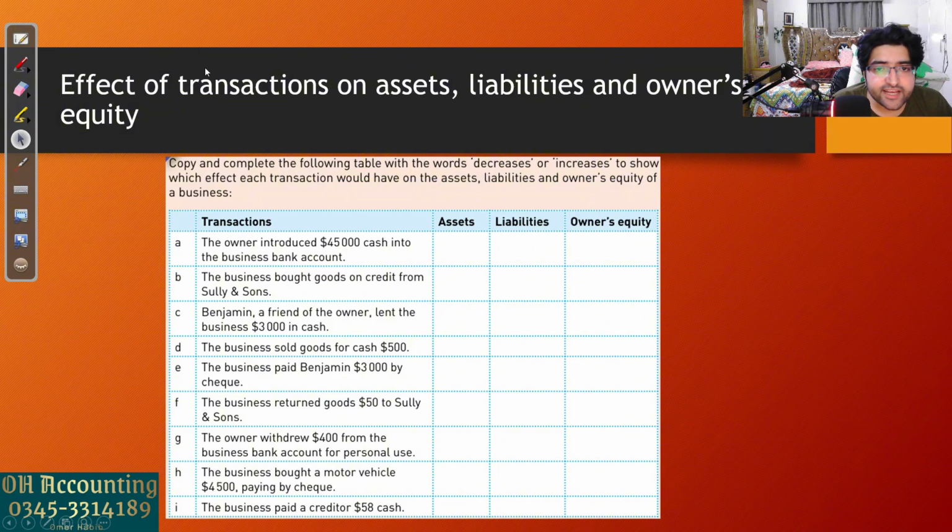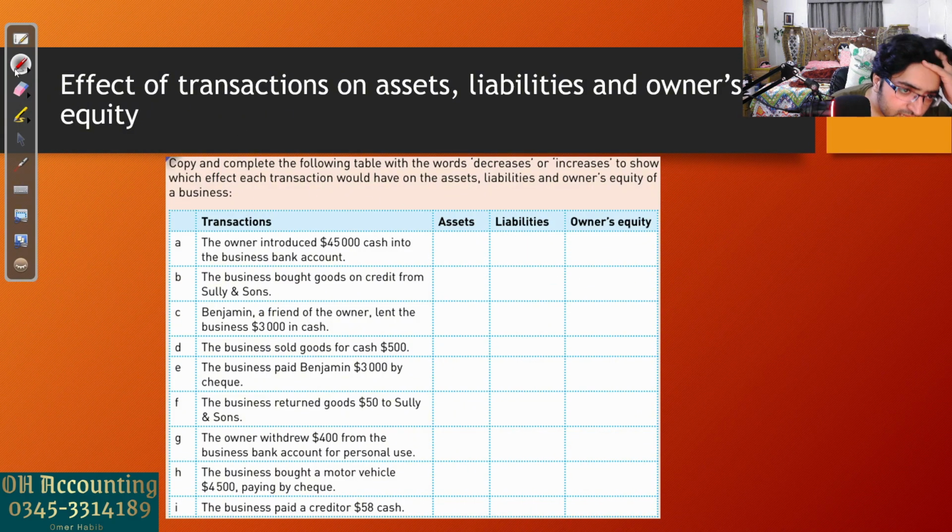Effect of transactions on assets, liabilities, and owner's equity. This is in detail the impact of transactions on the accounting equation. I told you there's always a double effect. And we will see that in this example. Okay, read these transactions one by one and tell me which things will be affected and will they increase or decrease. I will just make an arrow upwards to show increases, an arrow downwards to show decreases, and I will just make a dash like this to show no impact, no effect.